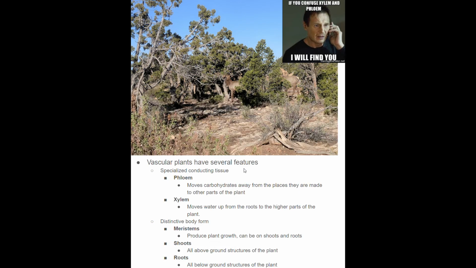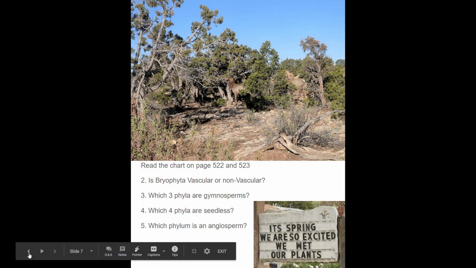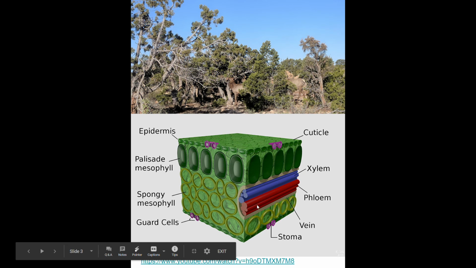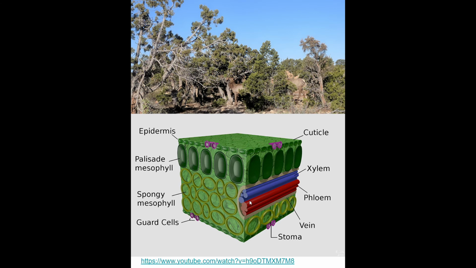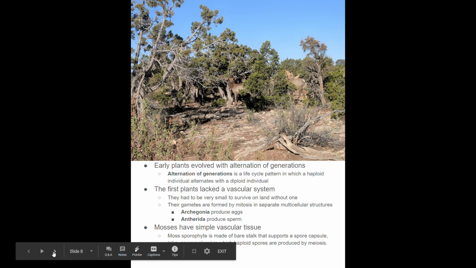Vascular plants have several features. Specialized conducting tissue. Here is where I got a little ahead of myself earlier. So we have phloem, which moves carbohydrates away from the places they're made to other parts of the plant. We have xylem, which moves water up from the roots into higher parts of the plant. So if I switch back way far, we have xylem and phloem, and they're both in this kind of centralized tube here. Xylem, when you bite into celery, those nasty stringy pieces, that's what we're talking about there. That's your xylem.